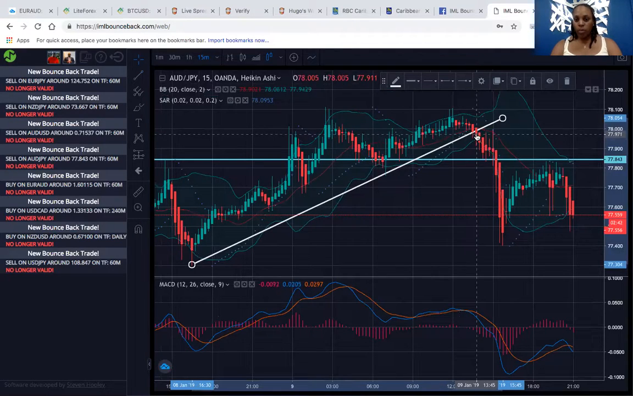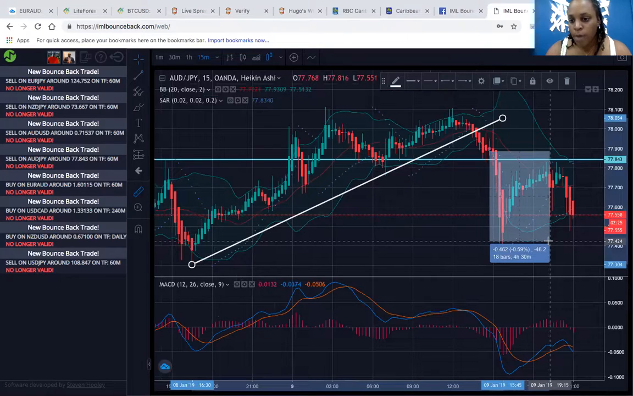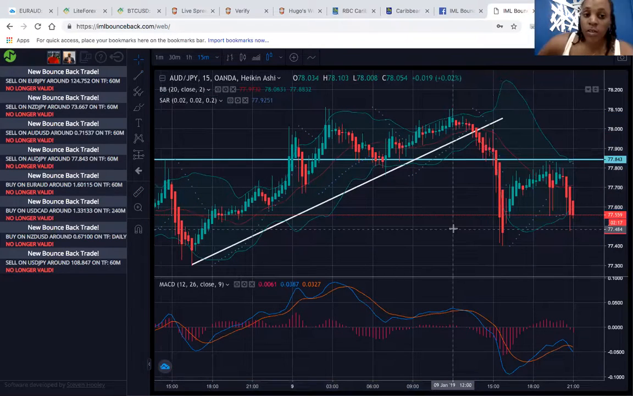So confirmation number one. And the second confirmation is that you have the trade crossing the zero line, right? So in this particular one, you could have caught at least 40, 50 pips, right? You could have caught a decent amount. I know a lot of persons that were in this trade that really secured the buy.